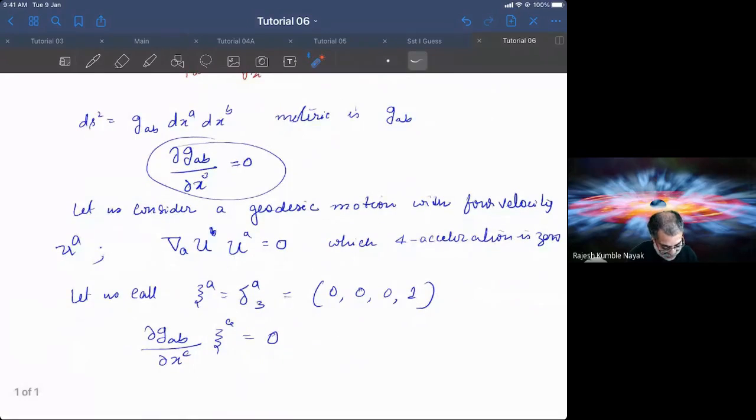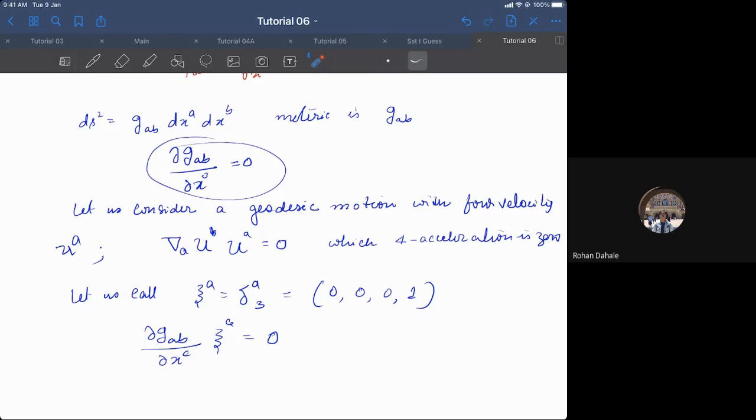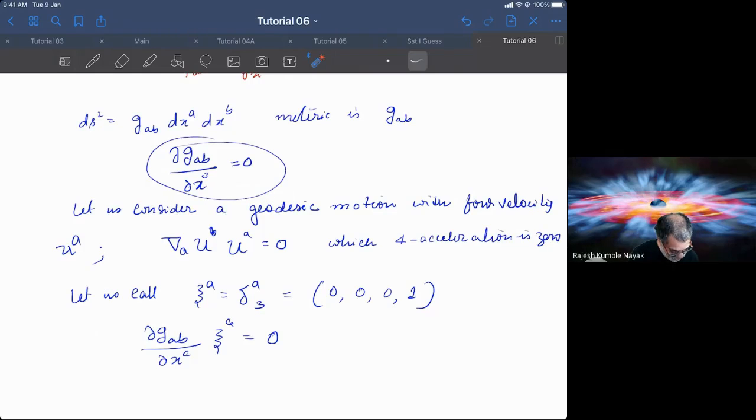To make it more concrete, I define my xi vector to be delta^a_3, as I have done here. That means that when I contract the derivative of the metric with xi, I get exactly the condition which is given here. These two conditions are the same, except that this one is nicely written. So what we mean to say is that the directional derivative, not covariant but a partial derivative, of the metric taken along this vector xi is 0.